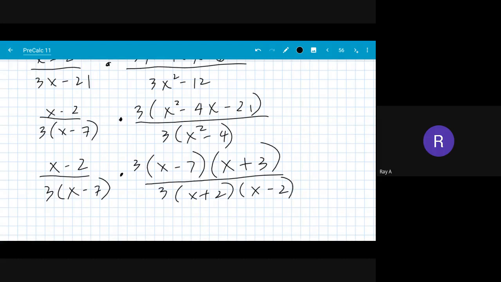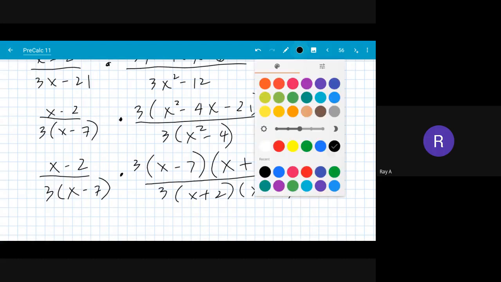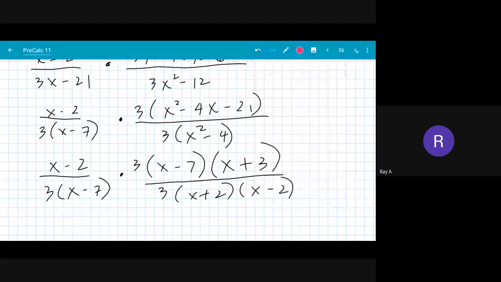Okay, so let's see what can be canceled out. There's x minus 2. This one cancels out with this. This x minus 7 cancels out with the x minus 7 here, right? We have 1, 3 here. We can cancel out with this 3 here, all right? So let's take a look at what are left, okay?